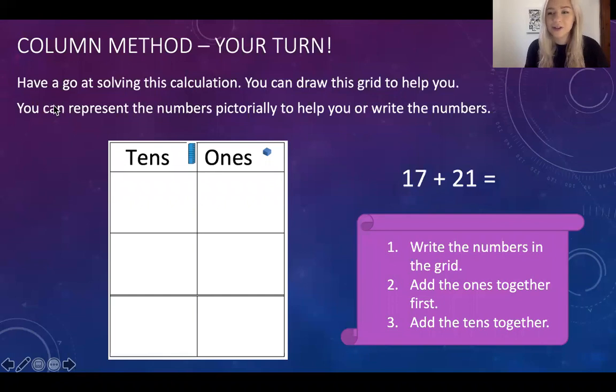So you're going to have a go now at solving this calculation. You can draw this grid. If you don't have it on you, then you can draw this grid out to help you. Just make sure that your columns are lined up perfectly so that when you come to add them up, you're not accidentally adding your ones and tens together. You can represent the numbers pictorially like I've just done to help you, or if you're feeling more confident, then you can write the numbers down. At the side here, I've put our steps to success. Okay, so you just need to follow these and you should be able to get the correct answer. So pause the video now and have a go.